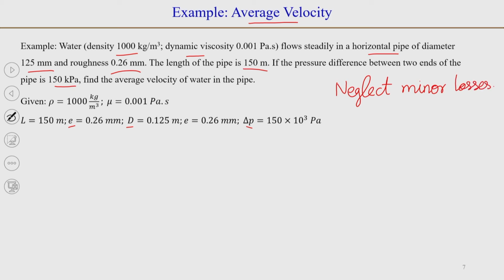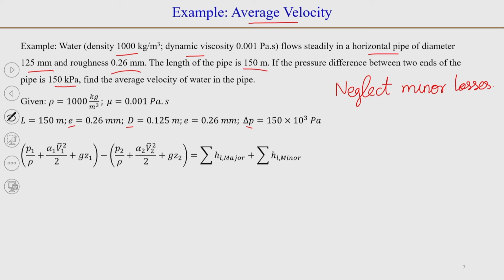So, that is the assumption that we make. Okay. So, we can write down the energy balance equation, there are no minor losses, so this term will go to 0. The pipe is horizontal, so Z1 is equal to Z2, this term will cancel out. Now, the pipe is of constant cross sectional area because its diameter is constant. So, V1 will be equal to V2. So, this term will also cancel out.